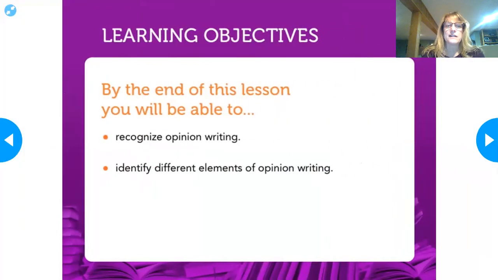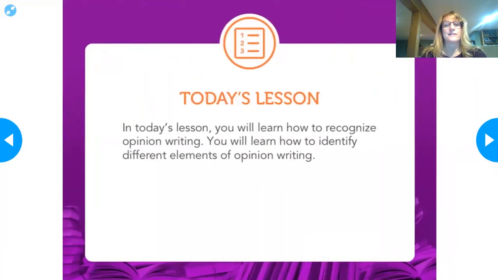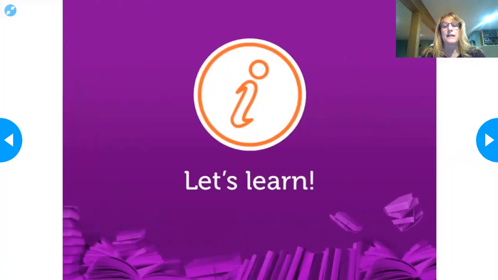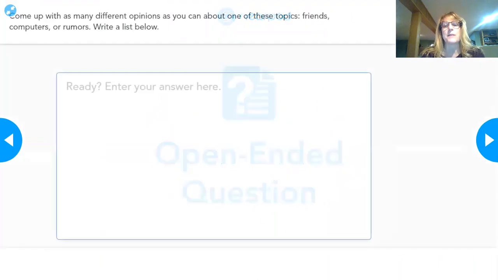By the end of the lesson, you should be able to recognize what opinion writing is and identify the different elements of the opinion writing. Let's get started. In today's lesson, you will learn how to recognize opinion writing. You will learn how to identify the different elements of the opinion writing.